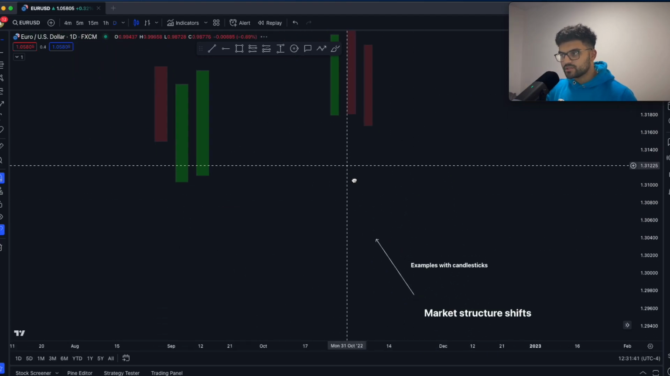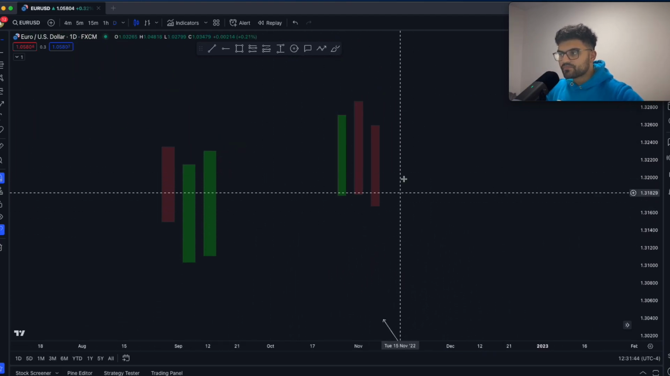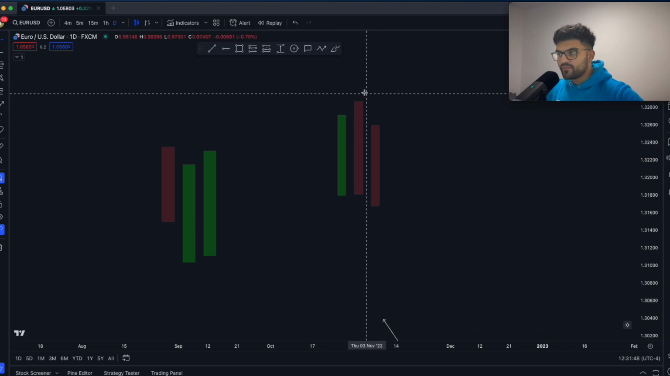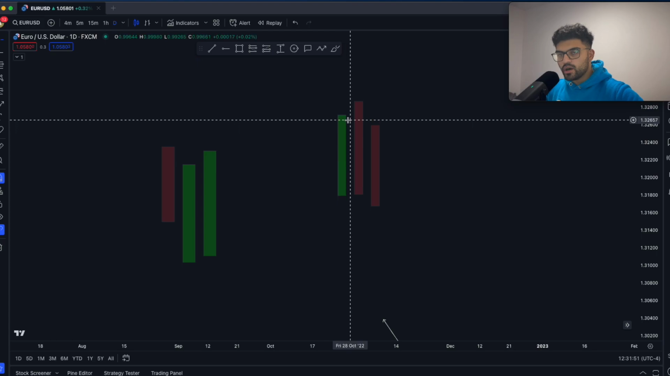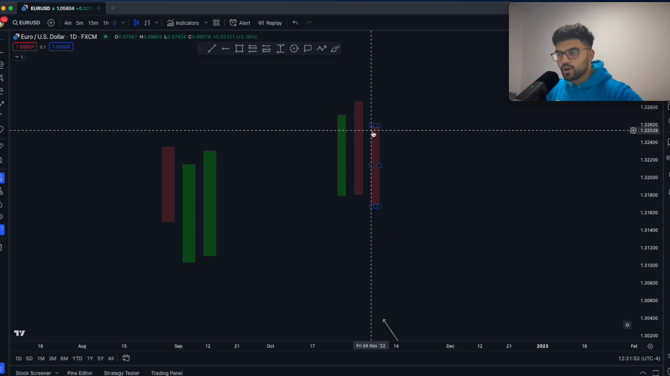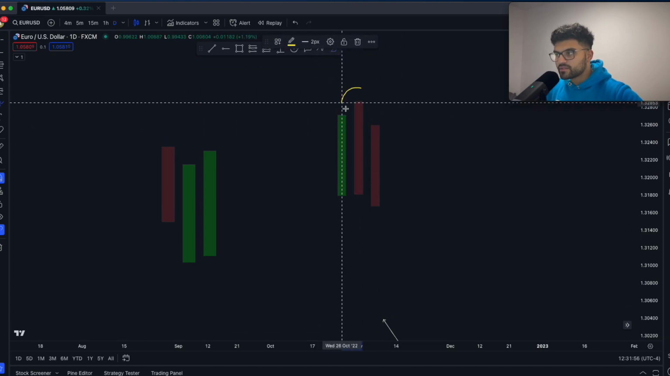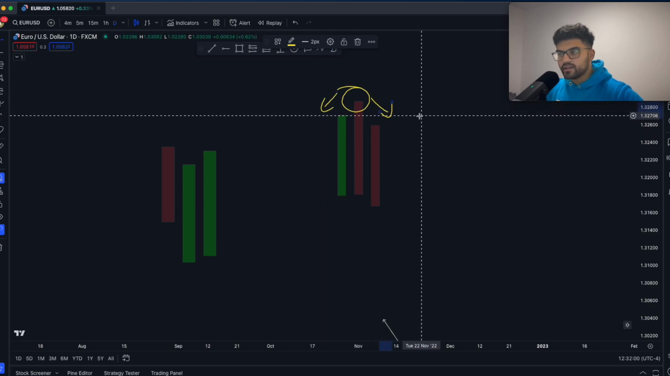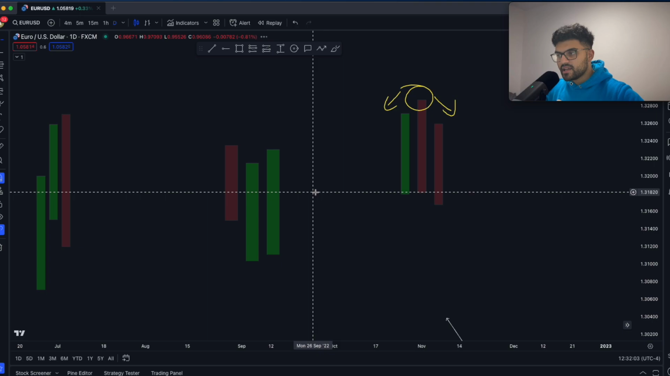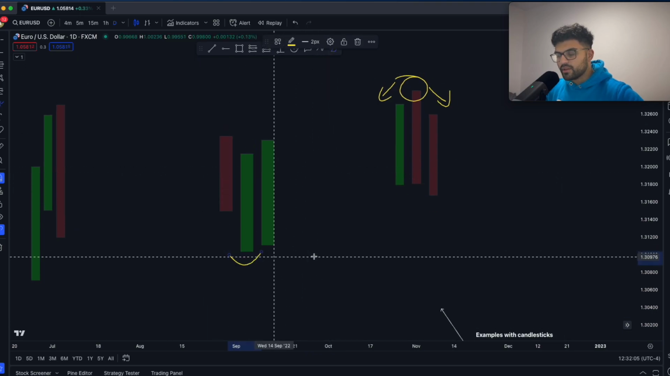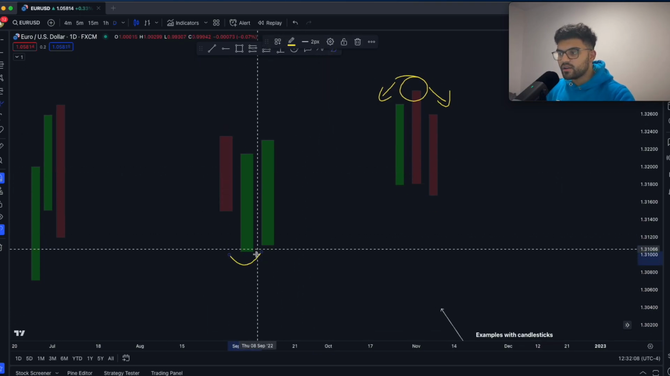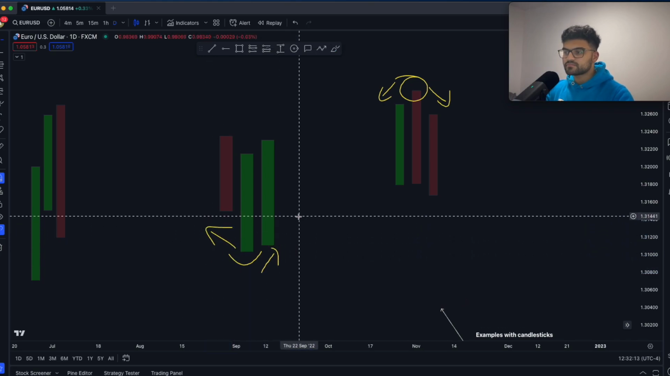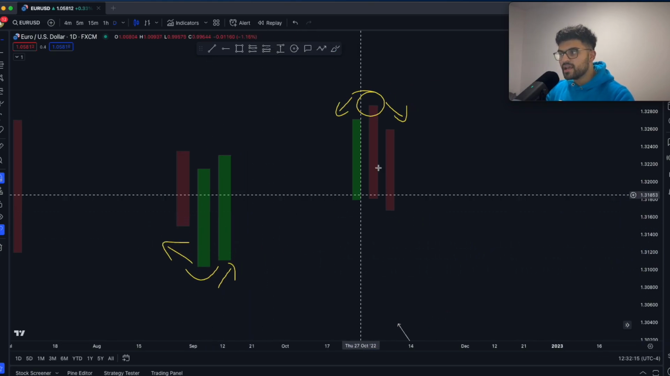So now let's go with some examples on candlesticks. As you can see, this would be an example of a swing high. Why? Because we have this high right here, we have a lower high to the left and a lower high to the right. So this becomes the swing high. This becomes a swing low right there. Why? Because we have a higher low to the right and a higher low to the left. So that meets the criteria of a swing low and a swing high.